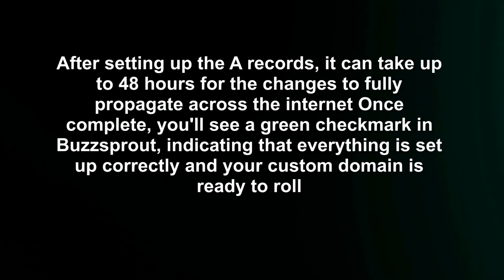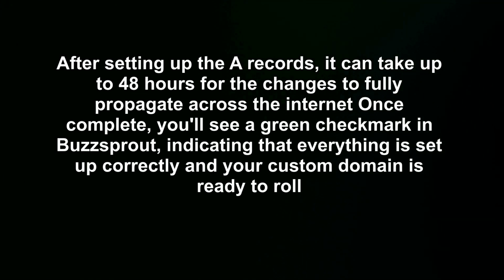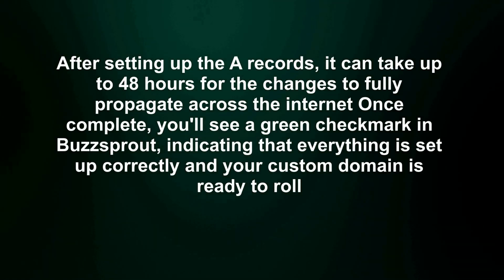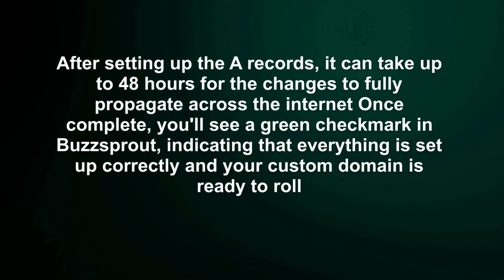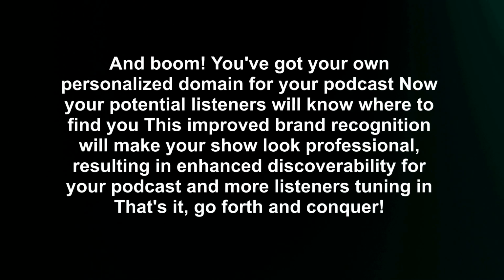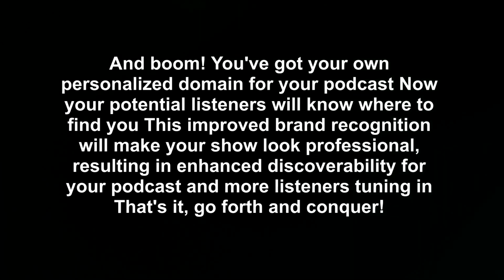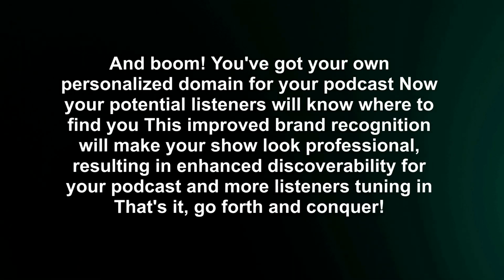After setting up the records, it can take up to 48 hours for the changes to fully propagate across the internet. Once complete, you'll see a green checkmark in Buzzsprout, indicating that everything is set up correctly and your custom domain is ready to roll. And boom, you've got your own personalized domain for your podcast. Now your potential listeners will know where to find you.